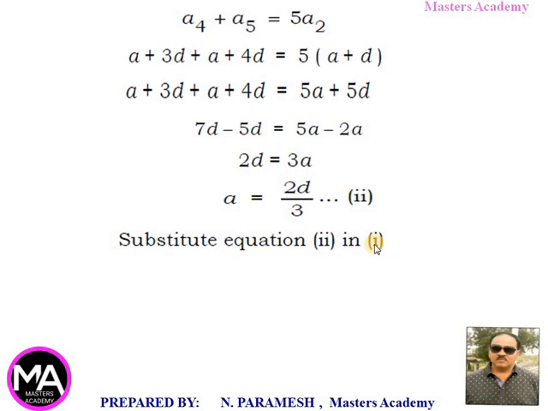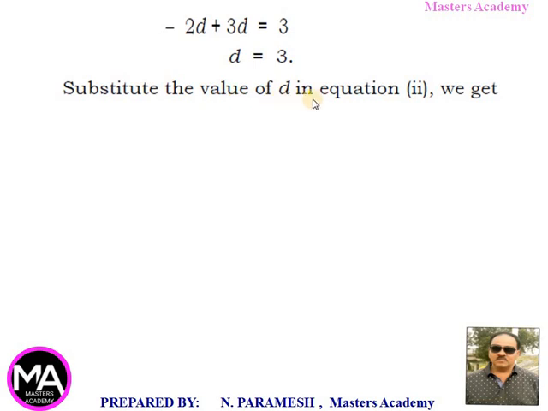Substituting equation 2 in equation 1. Minus 2d by 3 plus d is equal to 1. Throughout multiplied by 3. Minus 2d plus 3d is equal to 3. Therefore, d is equal to 3. Substitute the value of d in equation 2, we get a is equal to 2 into d by 3, is equal to 2 into 3 by 3. 3 get cancelled. a is equal to 2.